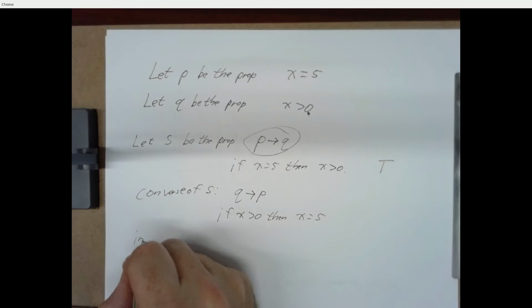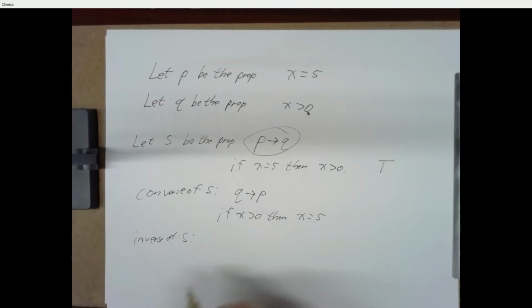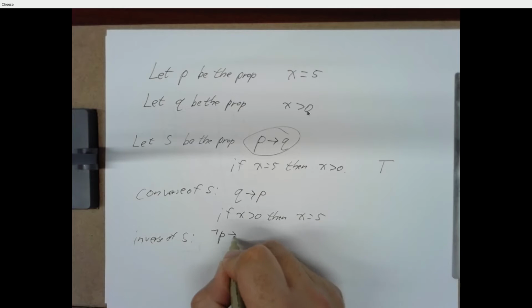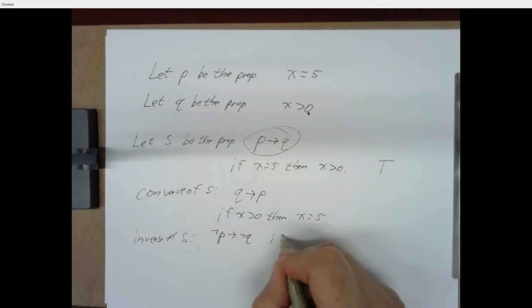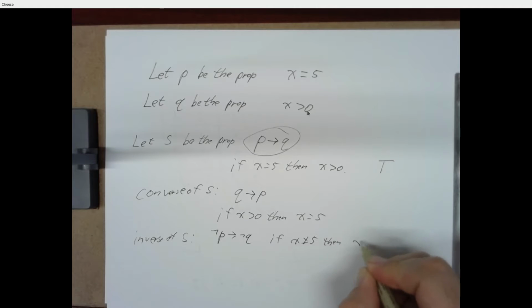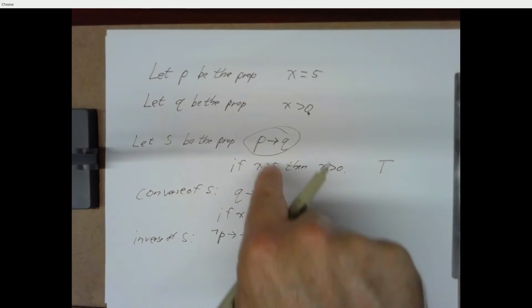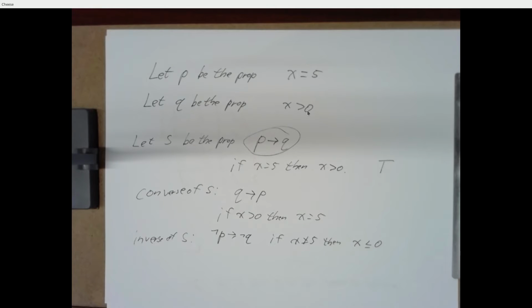What about the inverse? Not P implies not Q. If x is not equal to 5, then x is less than or equal to 0. And that's clearly not true either. X could be 1,000,000, and that's still bigger than 0. So this is not equivalent to the original.